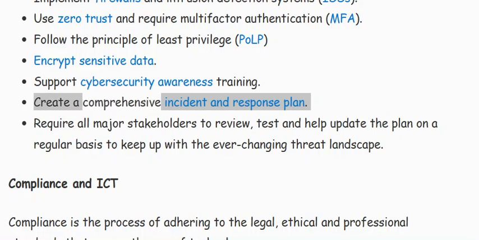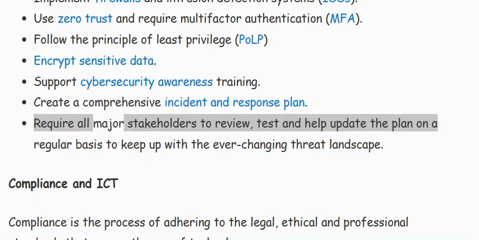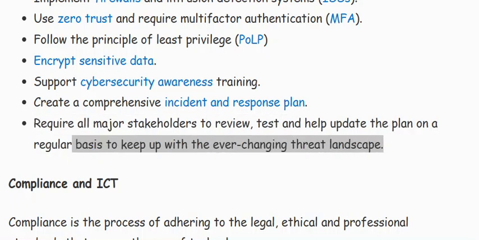Create a comprehensive incident and response plan. Require all major stakeholders to review, test, and help update the plan on a regular basis to keep up with the ever-changing threat landscape.